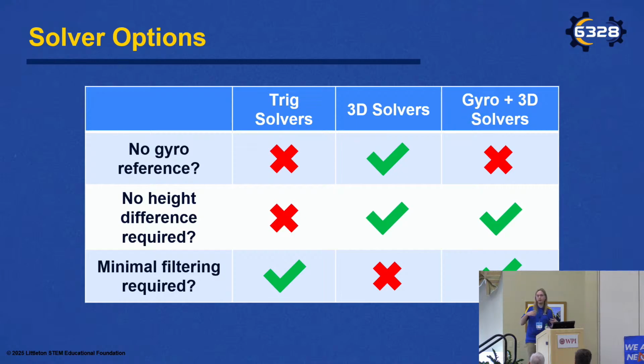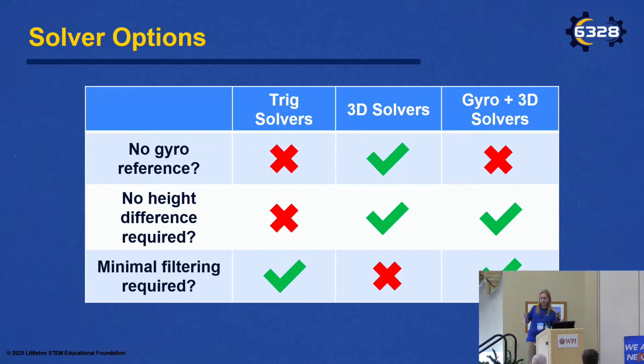But as great as those solvers are, pure 3D solvers still have a really important role. As I said, 6328 uses them for global positioning, and that's because we don't want to rely on a perfectly accurate gyro and maintaining that throughout the match. In fact, we use data from this global 3D solver to correct our gyro estimate over time, which in turn improves the accuracy of our local estimates. So they really have very different roles in that pipeline.